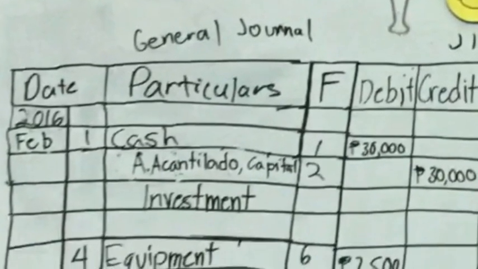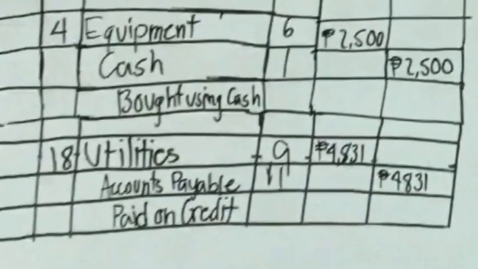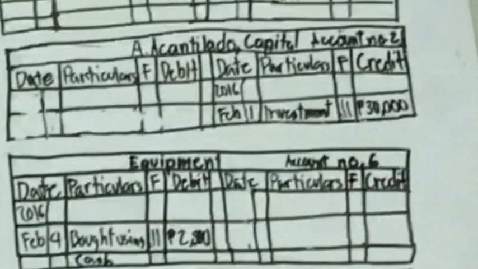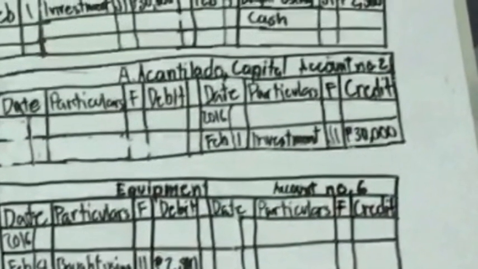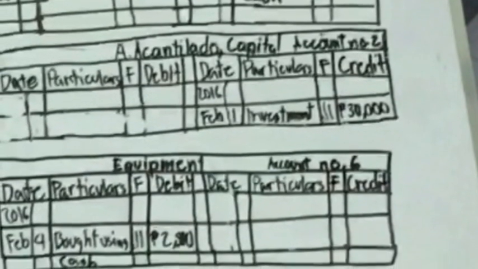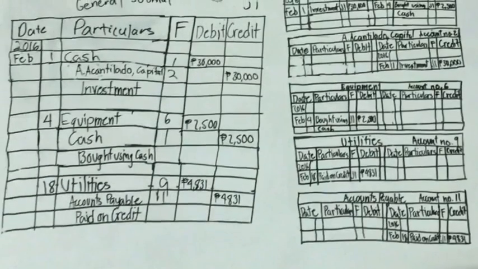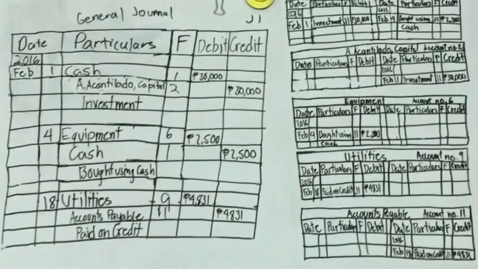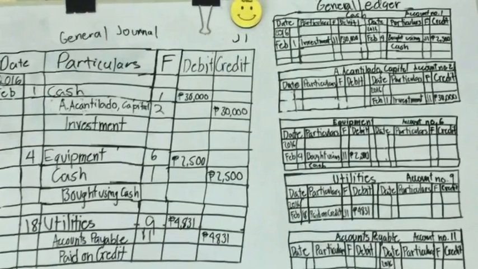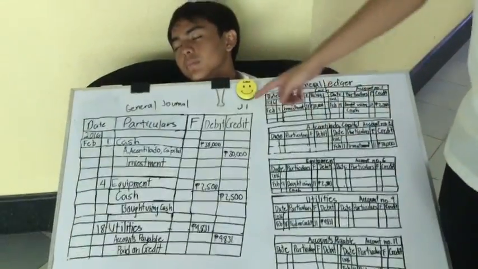The journal is the book of original entry, while the ledger is the book of final entry. In the ledger, items of similar nature are grouped together, so it is easier to locate an item if a piece of information about it is needed. While in the journal, the account titles are grouped together based on transactions made on that certain date. Lastly, in the ledger, in the particulars column, you just have to write the explanation. So this is the journal and the ledger.